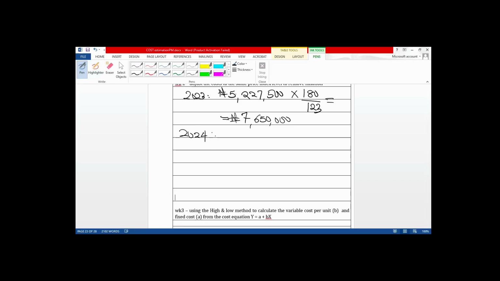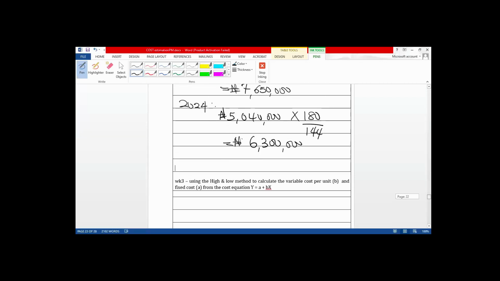Here we have cost here, 5,004,000. I want to adjust to 180. Multiply by 180 divided by 144. The price index in 2024 is 144. Please work this out. What do you have? 6.3 million. 6,300,000. Yes, sir. You have adjusted the cost to 180, the expected price level index in 2026. You can now come to working two.